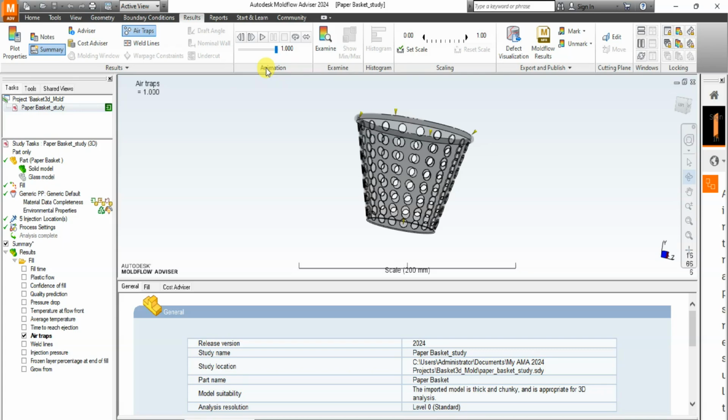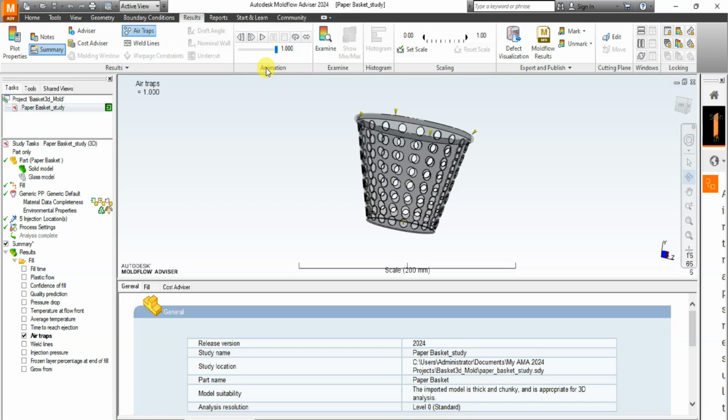Now let's look at how to really use these results. Air traps indicate how severe air traps can be or will be, and where they are likely to occur on the parts. Air traps can also be acceptable if they occur on a surface that does not have to be visually perfect. So you should take note of that. The fill time result is used in conjunction with the air traps result to confirm filling behavior and assess the likelihood or possibility of air traps appearing.